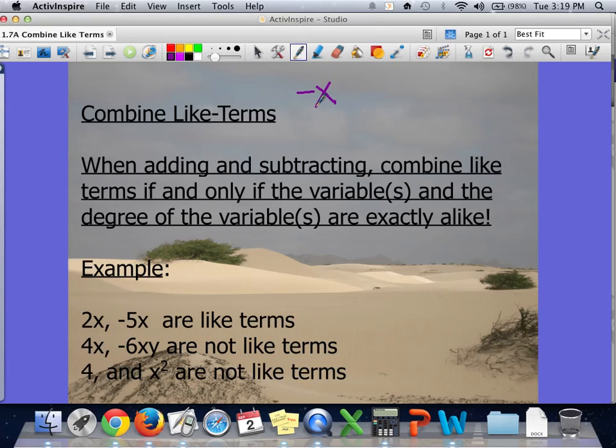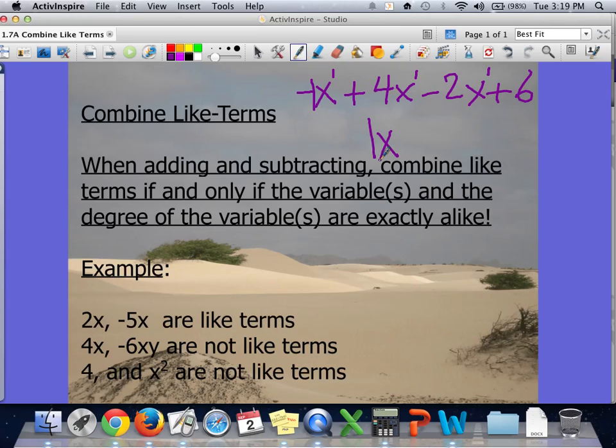But if we had negative x plus 4x minus 2x plus 6, okay, we could combine anything that has the same variable with the same degree. This has a degree of 1, this is a degree of 1, this is a degree of 1, they're all the same variable. So we can add these from left to right. So this is a negative 1 plus 4, which makes 3x, minus 2x, which makes 1x.